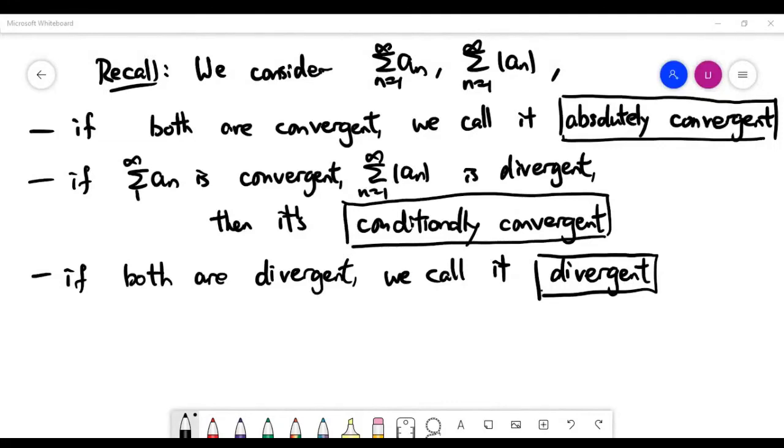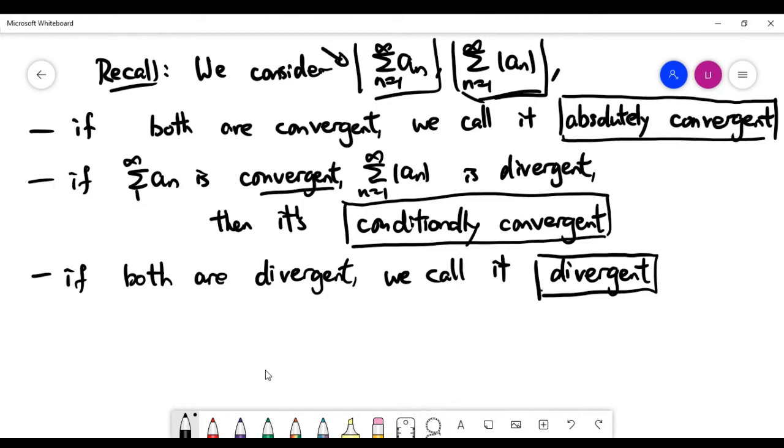To start this video, please recall what we learned in the last video about the meaning of the absolutely convergent series, conditionally convergent series, and divergent series. Basically, this problem is about considering both series. Of course, they can be the same if all terms are positive, but in general, when you see some negative terms in the original series, they are not the same, and the behavior of the two series may not be the same.